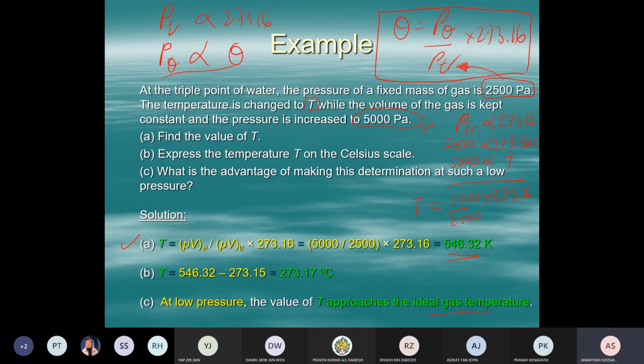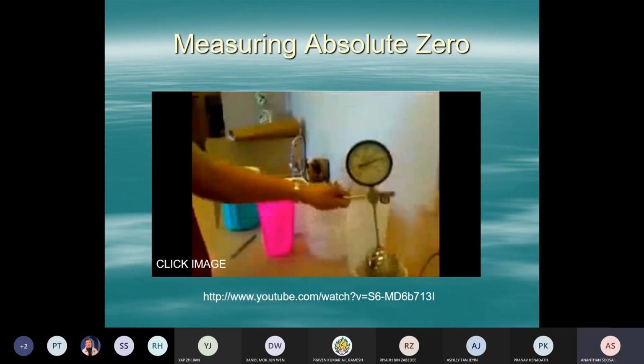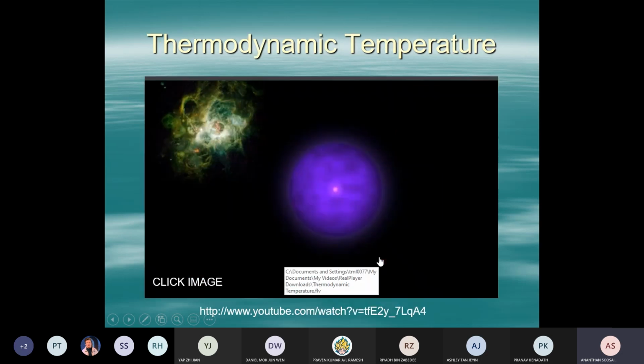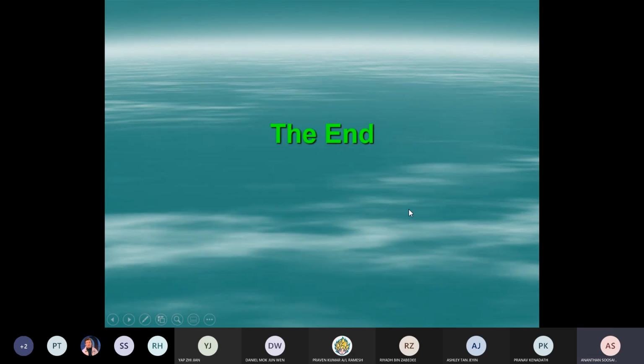Any questions so far? No questions. Okay, so this is the constant volume gas thermometer, with the gas trapped inside. The same thermometer will be used for the thermodynamic scale, but the amount of gas kept inside will be very low in mass, so that it becomes an ideal gas. So that's the thermodynamic temperature. It's all about this topic.